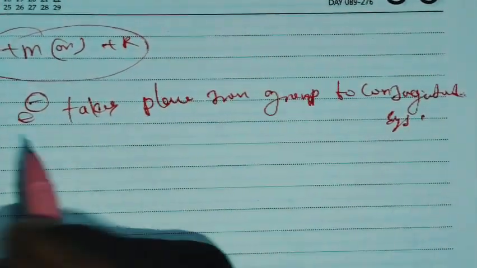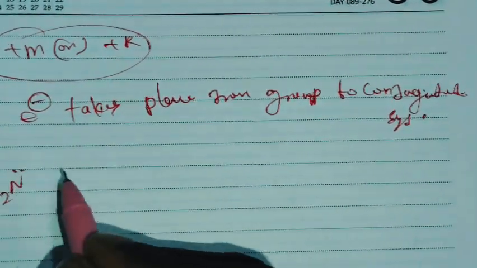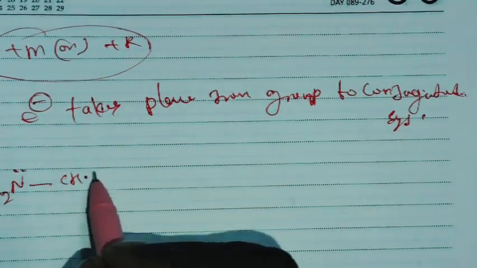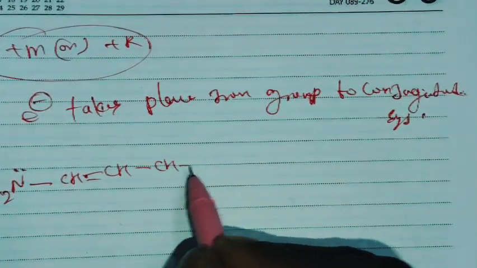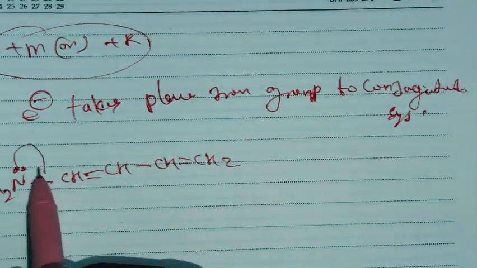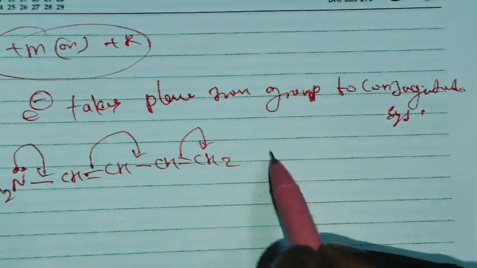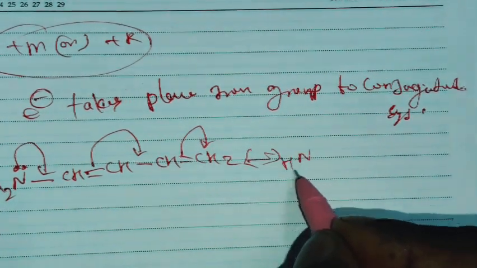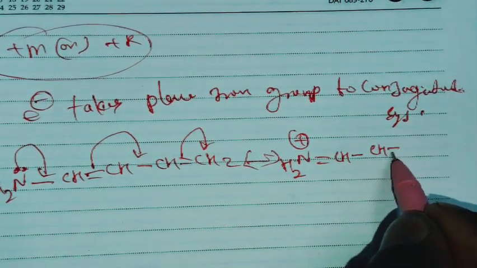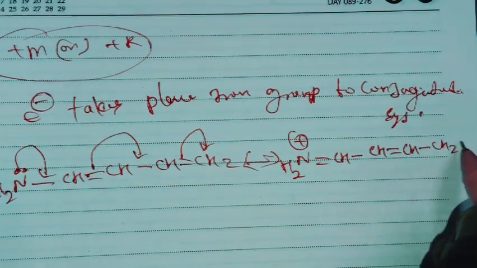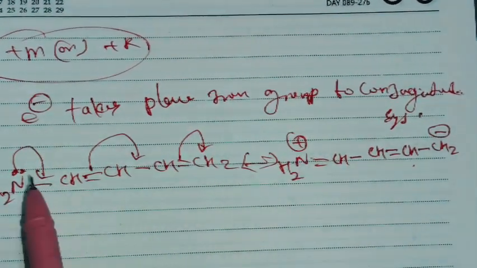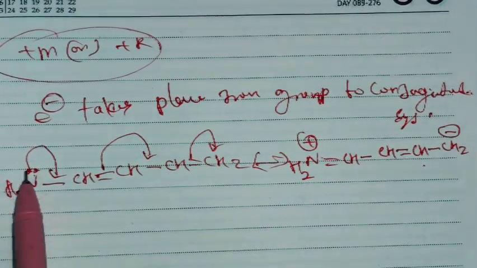For example, NH2 possesses a lone pair of electrons. Here is CH double bond CH, single bond, CH double bond CH2. If we look at this molecule, this lone pair is shifted here, this pi bond is shifted here, and this bond is shifted here. What happens? It's a canonical structure: NH2 double bond, with a plus, then CH single bond, CH double bond, again CH single bond, and CH2 with a minus. This polarity is developed by electron transfer from the group to the conjugated system.